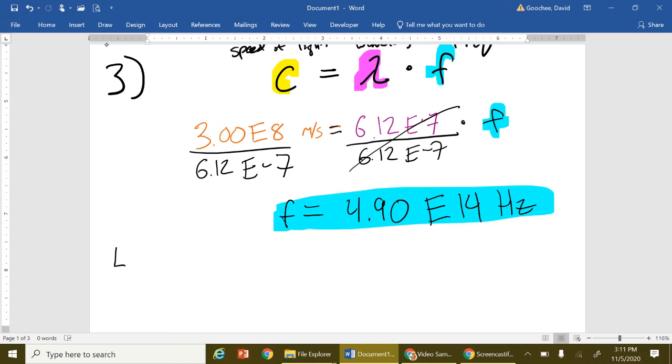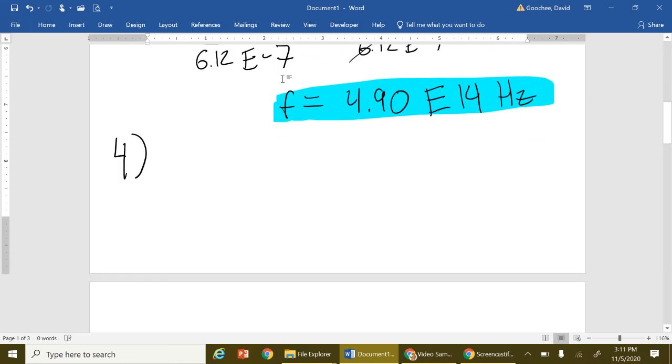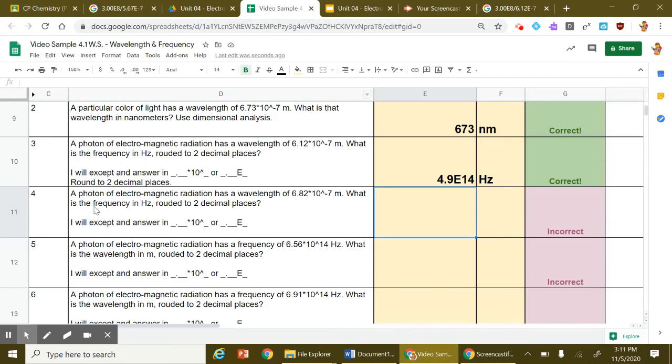All right. Number 4. Is there room here for it? Ah, there is. So once again, start with the speed of light equals the wavelength of the light times its frequency. Let's take a look at what number 4 is asking you. Number 4. A photon of electromagnetic radiation has a wavelength of 6.82 times 10 to the negative 7th meters. What is its frequency?